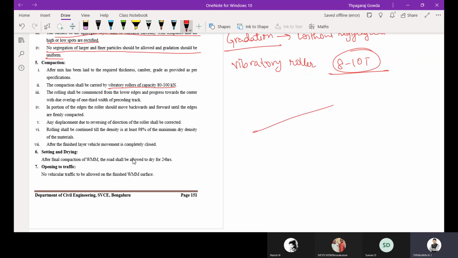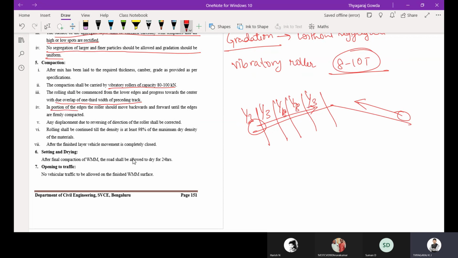And always we know that the rolling shall commence at the edges and progress towards the center. Here also the rolling will commence at the edges and progress towards the center with a due overlap of 1/3 width of the preceding track. So with the due overlap of 1/3 of the preceding pass, you are going to compact. Then in portions of the edges, the roller should move backwards and forward until the edges are firmly compacted.